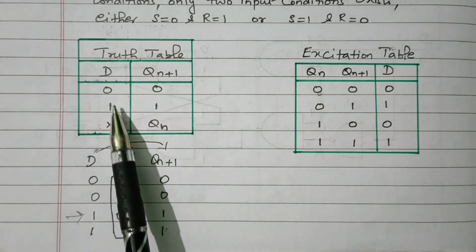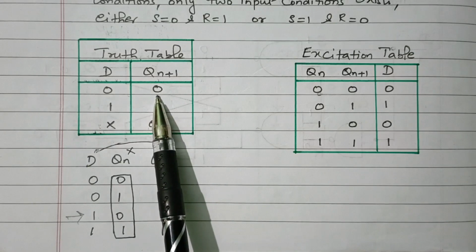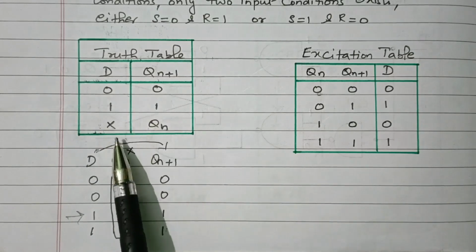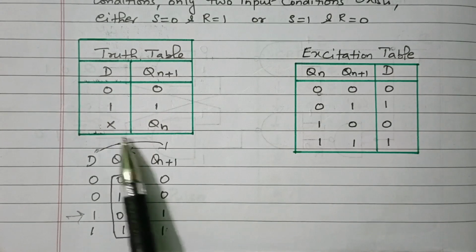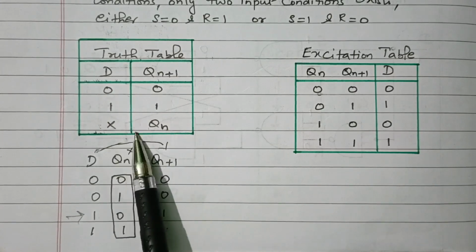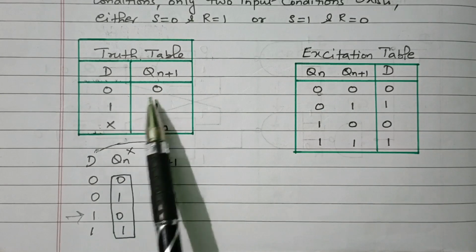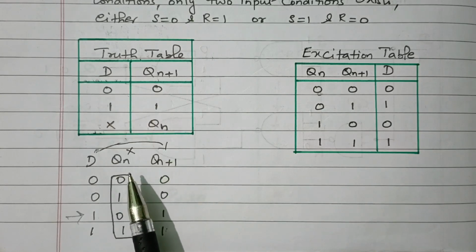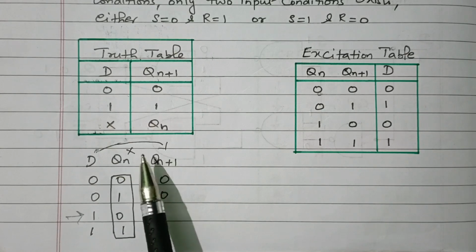So that is given here. D 0 means Qn plus 1 also 0. D 1 means Qn plus 1 also 1, whatever may be Qn, the earlier state. So this is invalid, right? 0 means 0, 1 means 1. That is the nature of the D flip-flop. Right.